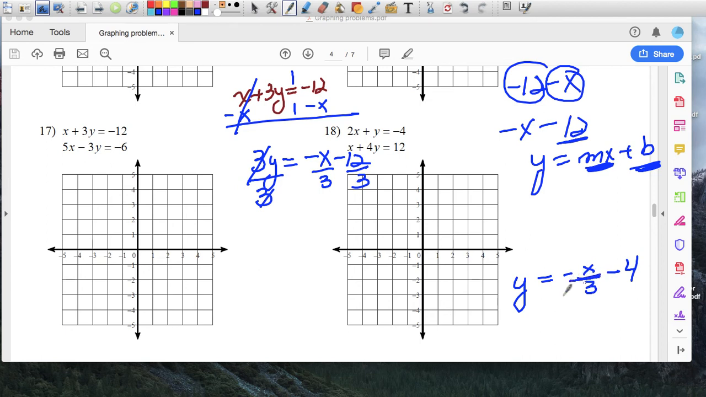So now the only thing I'm going to add is that in front of the x, there's a 1 right here, right? So the 1 represents my change in y, and the 3 represents my change in x. So that's my slope. The slope of this first equation is negative 1/3, and my y-intercept is negative 4. So I'm done with the first equation.